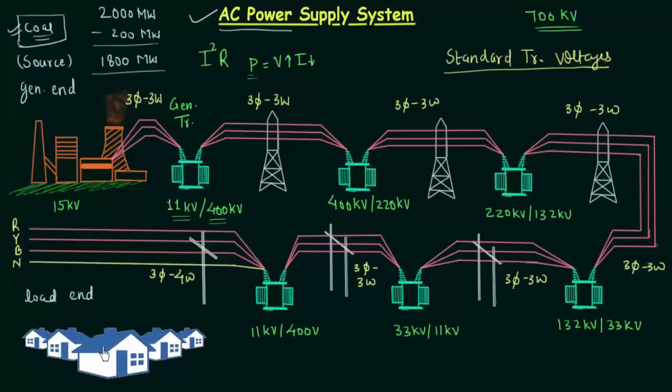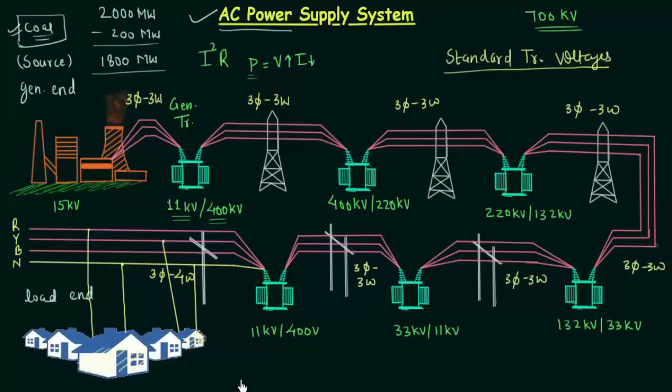For example, this is your house and this is your friend's house. Your house is connected between R and neutral, and your friend's house is connected between yellow and neutral.